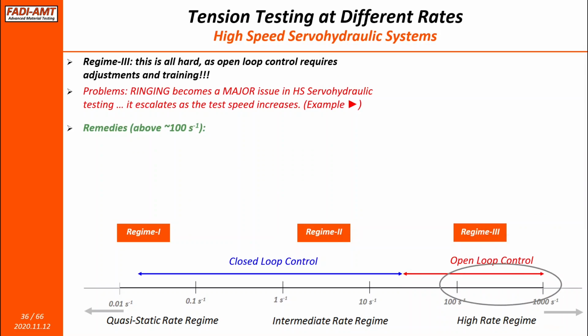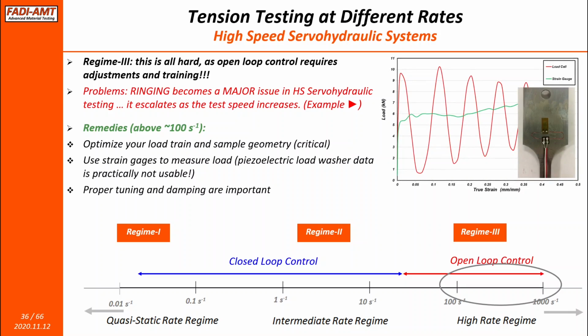When we go to the upper part of this regime, from again our humble experience, we don't think that you can get anything decent without having to strain gauge. So you must strain gauge, you must do the optimization first. That is given, and then you have to use strain gauges to replace the piezoelectric load washer that you have, because it will usually generate useless data.